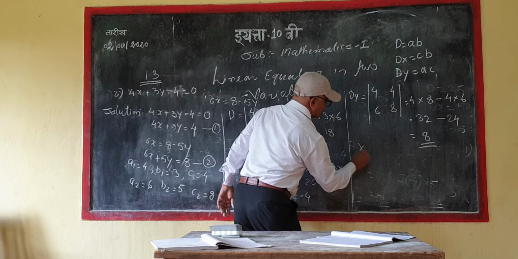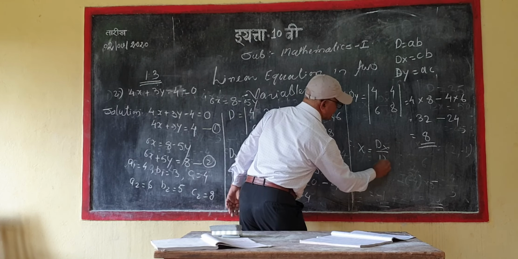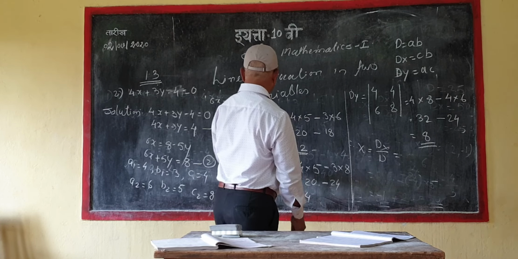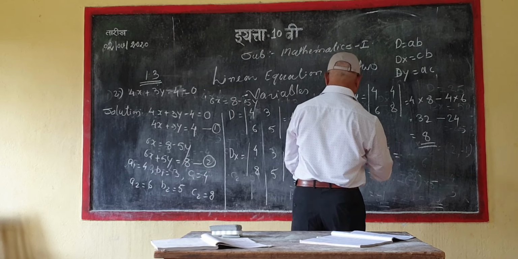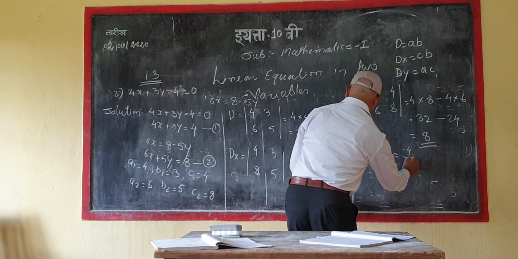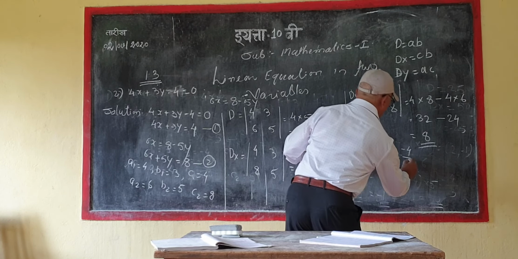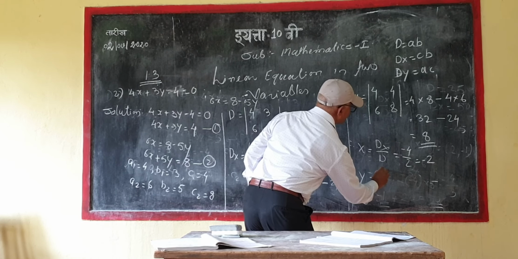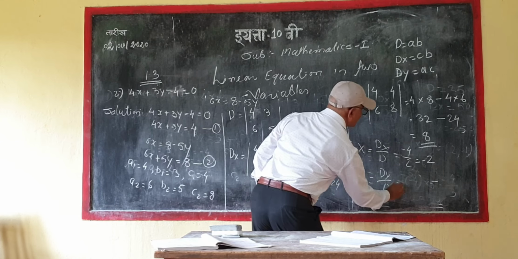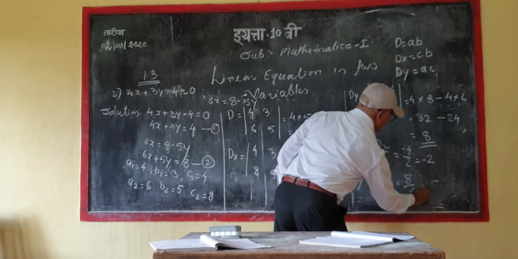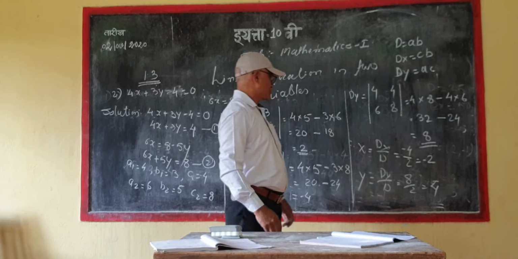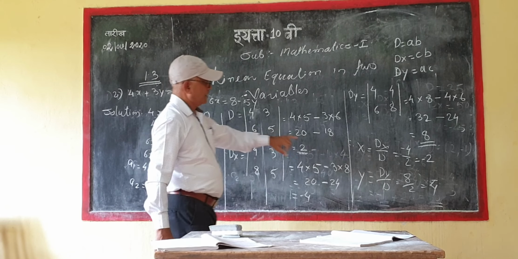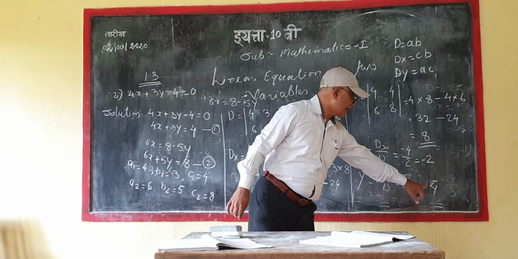So find out the x. dx upon d is equal to, what is the value of dx? Minus 4 upon 2, minus 2. y is dy upon d, 8 upon 2 is equal to 4. The solutions of these equations is minus 2 and 4.